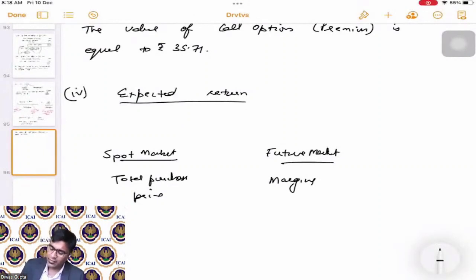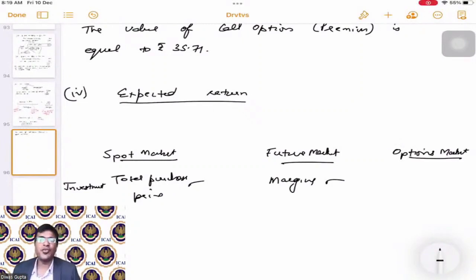Now, I was saying, what is the investment? In spot market, we know it is total purchase price. In futures market, we know it is margins, because in the futures market we have to pay the margins, initial margin, maintenance margin, all those things. In options market, what is this?